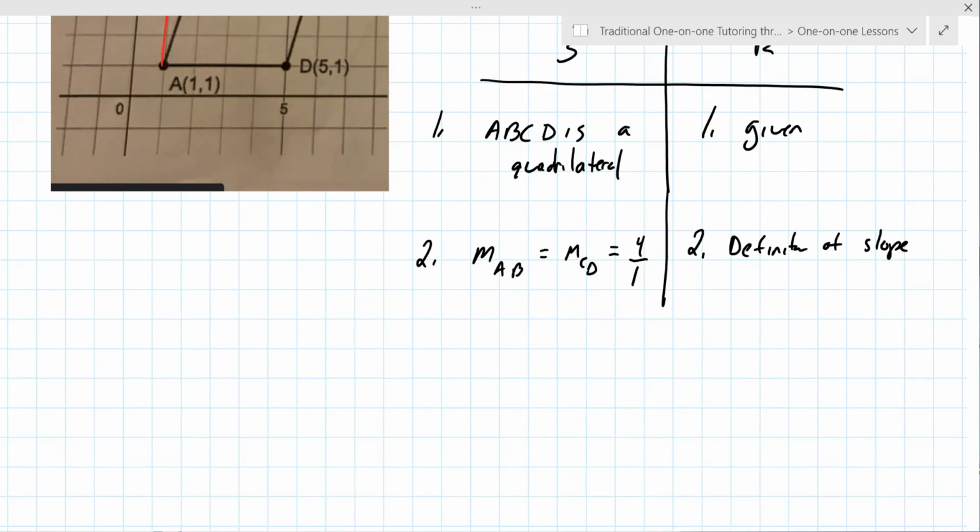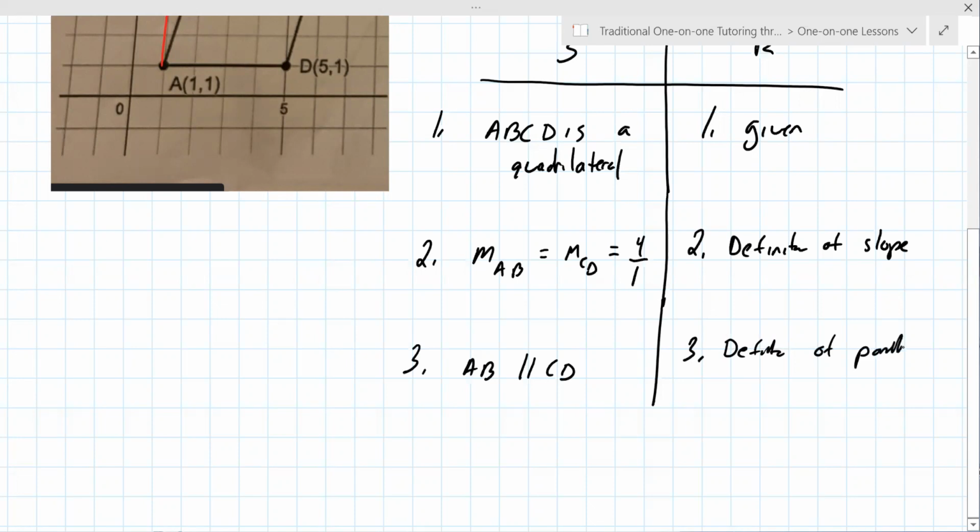Okay. Now we are in the next one going to say that AB is parallel to CD. Yeah. And then would I write like the y2 minus y1 over? No, you would say definition of parallel lines. But it's actually the converse of that. We'll talk about that in a moment.